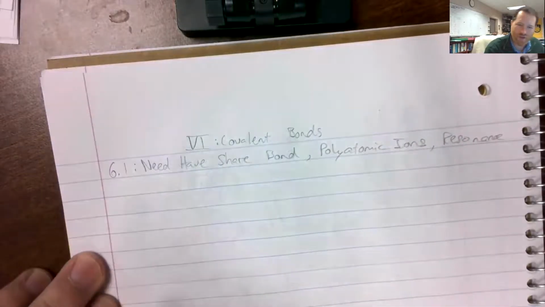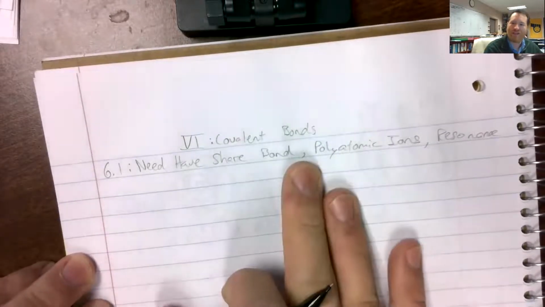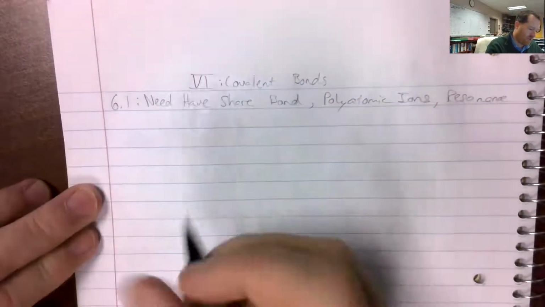And starting off with quite a section here: need, have, share, bond. We'll go over that and then look at some polyatomic ions and finally, the resonance structure. So starting off, need, have, share, bond.